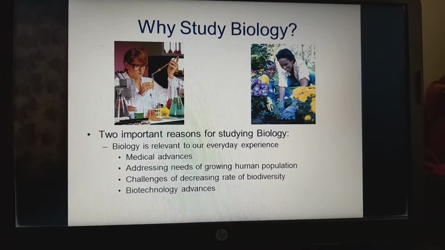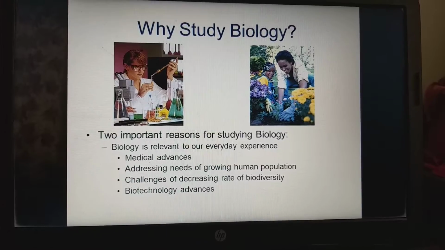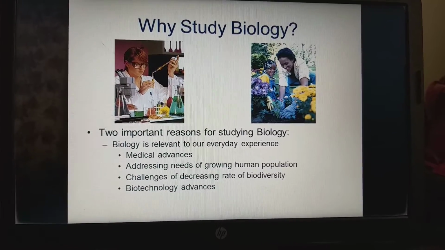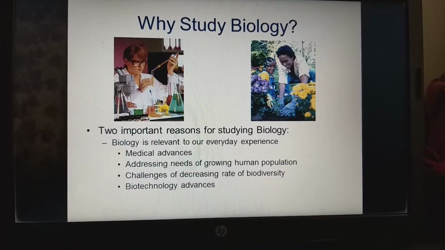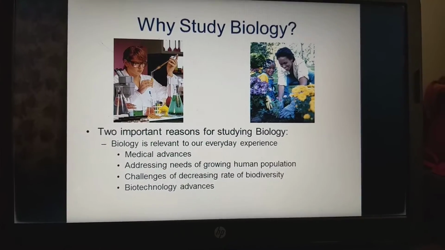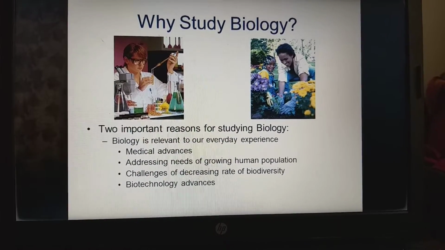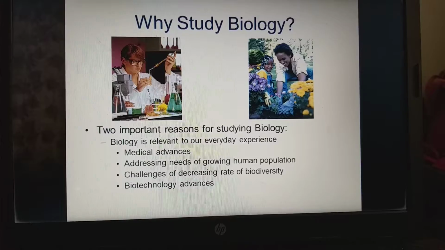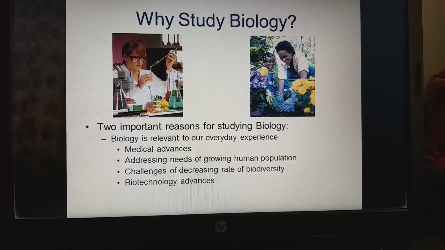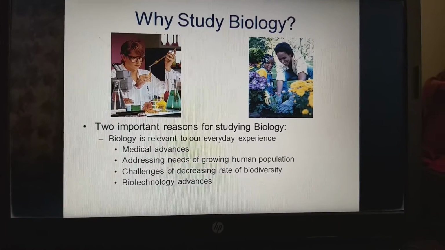Next, the challenge of decreasing biodiversity. Biodiversity means we are living in different forms. Life exists in human forms, animal forms, plant forms, and different forms. So in order to maintain the equilibrium with the biodiversity also, we have to study biology.